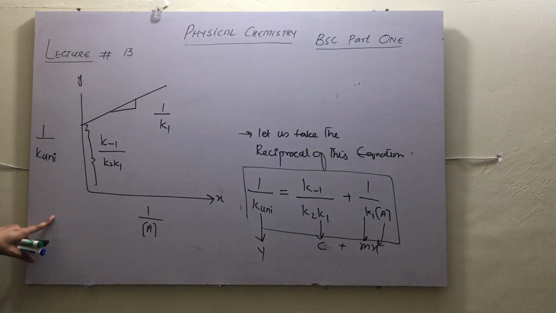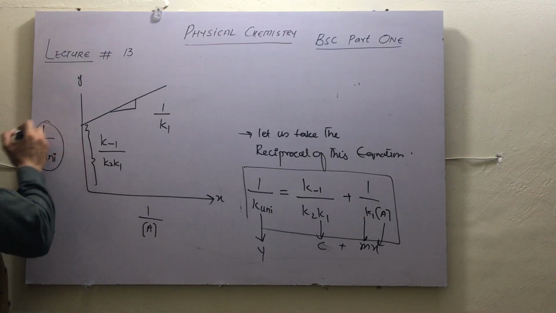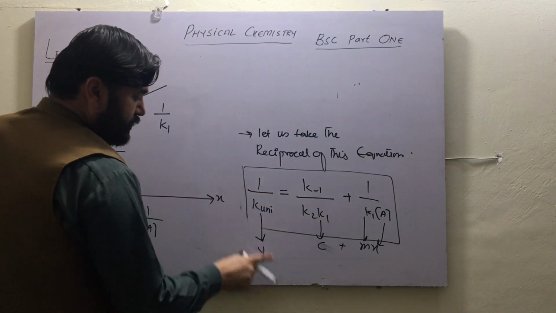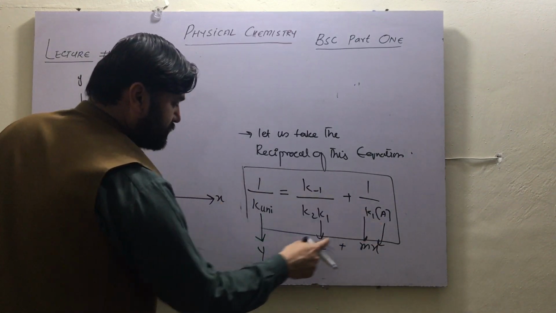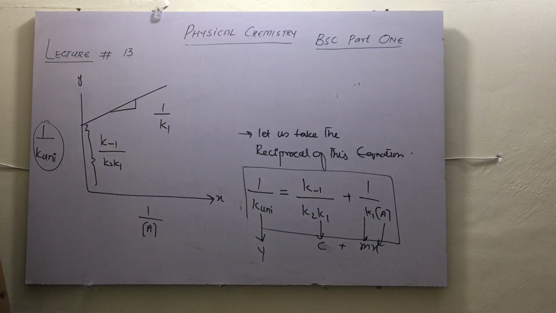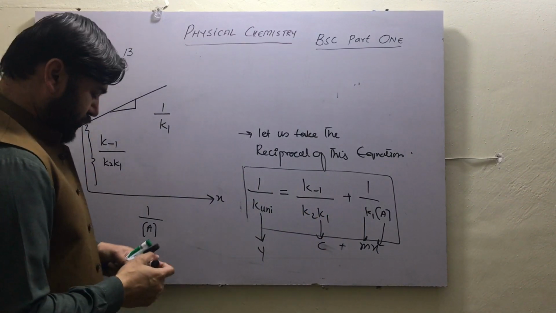This graph is very important. You need to learn how to take the reciprocal of that equation on the y-axis, so that it becomes like this. This is y, this is x, this is the constant, and this is m. You have to show it, and this is the end of the topic.